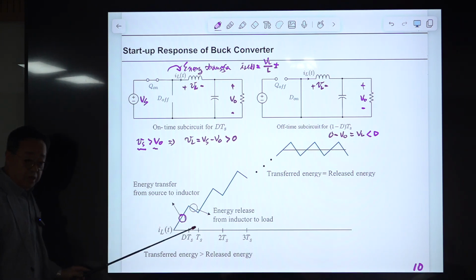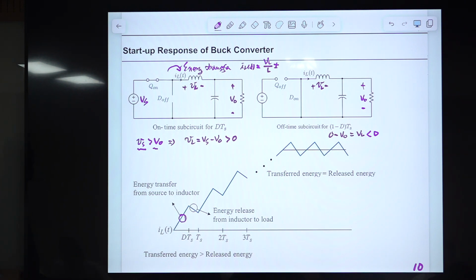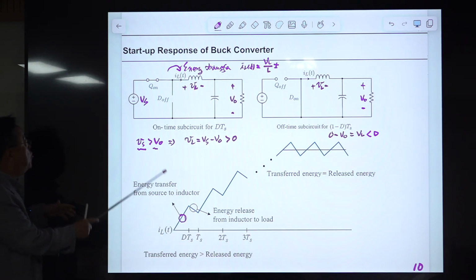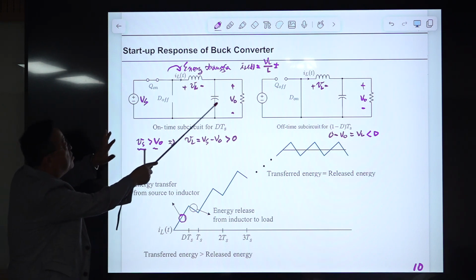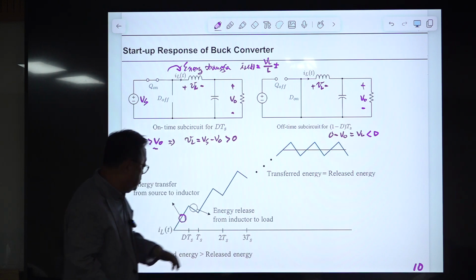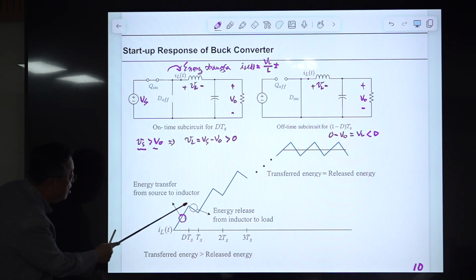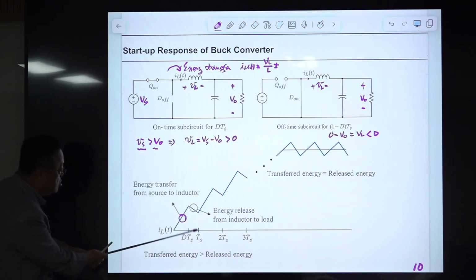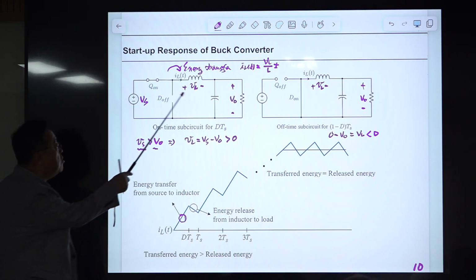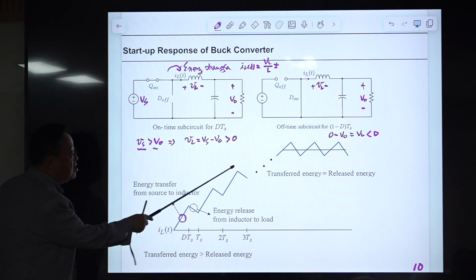Energy is released from the inductor and transferred to the load. So this is the beginning part of the startup process. During this startup process, the transferred energy is larger than the energy released to the load. So this is increased much, and this is increased small. Extra energy is stored here, so this keeps on increasing in this fashion.